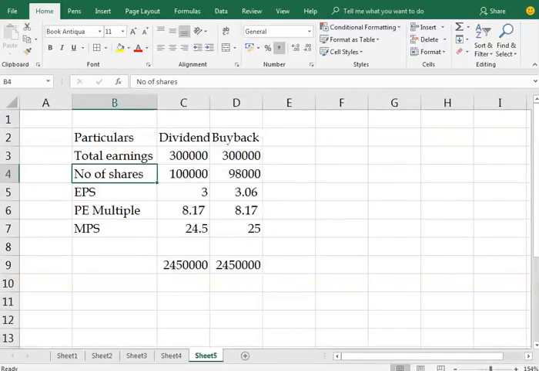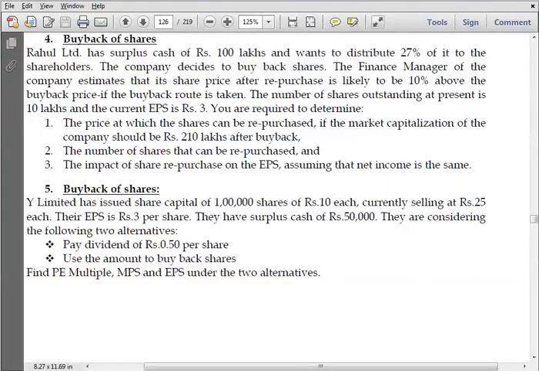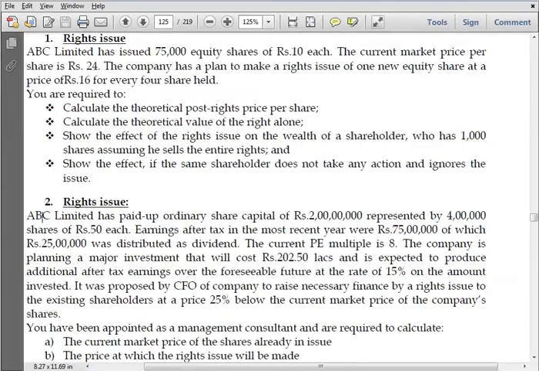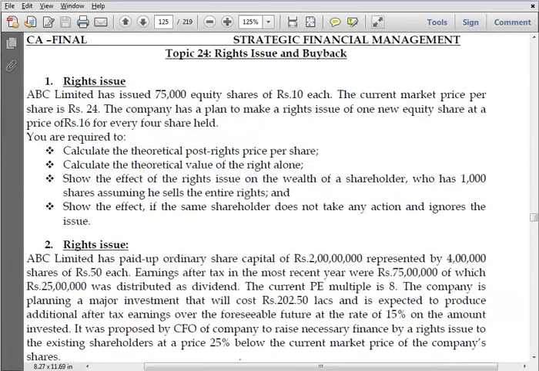Done? Can we proceed? Okay, now we'll just write the summary of this and end. So go to the last pages, in reverse order, last pages of your notebook. Topic 24, rights issue and buyback. We'll write the summary for whatever we have done today. Either I give it at the end of the class or at the beginning of the next class.